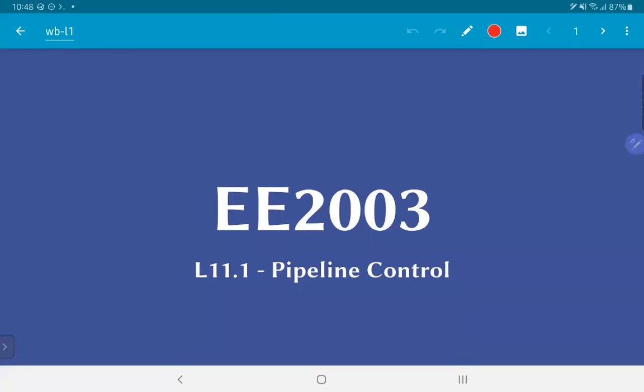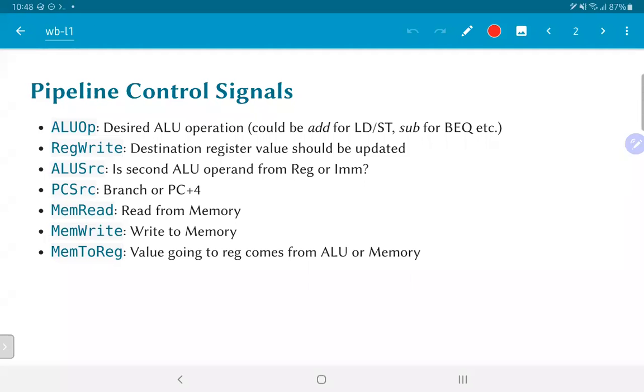In this lecture, we are going to look at how pipeline control can be implemented. We have already seen an overview of how the pipeline data path can be implemented. In addition to that, we have certain control signals that are required to be propagated from one stage of the pipeline to another, so that the different stages of the pipeline can be controlled appropriately.